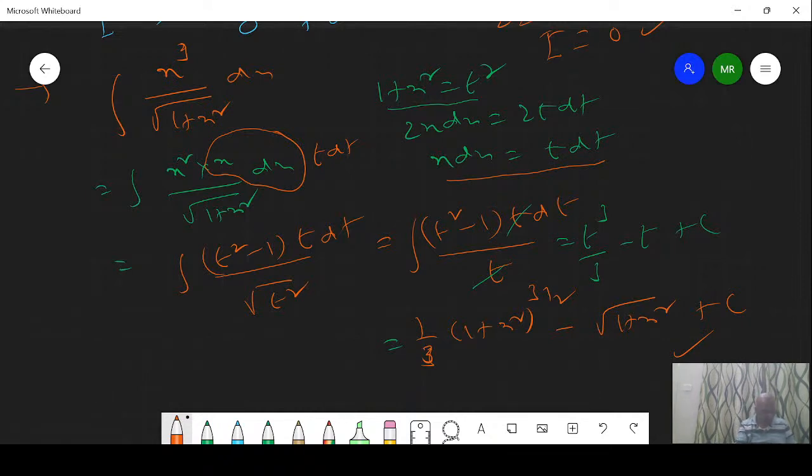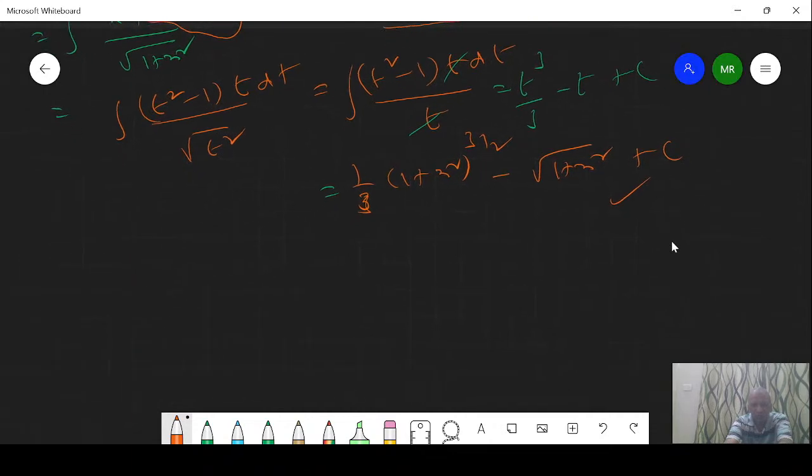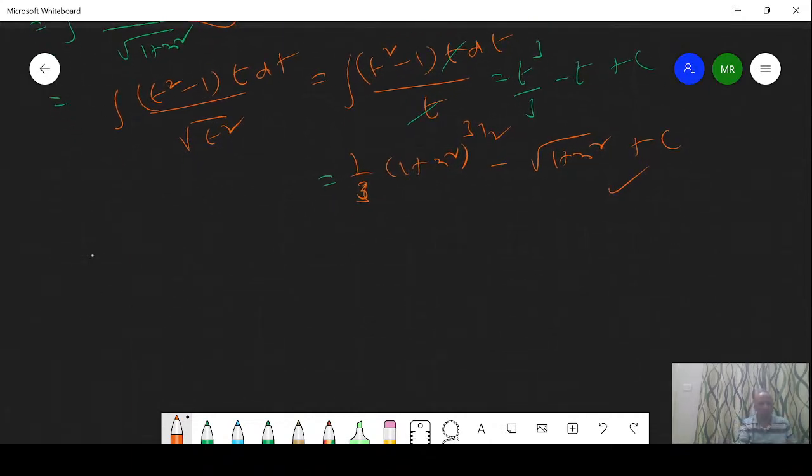Next one, the most important one. Next one, the problem. Integral. The most important one I am going to explain. You can think about integral 0 to pi by 2 of root of 1 minus sine 2x dx.